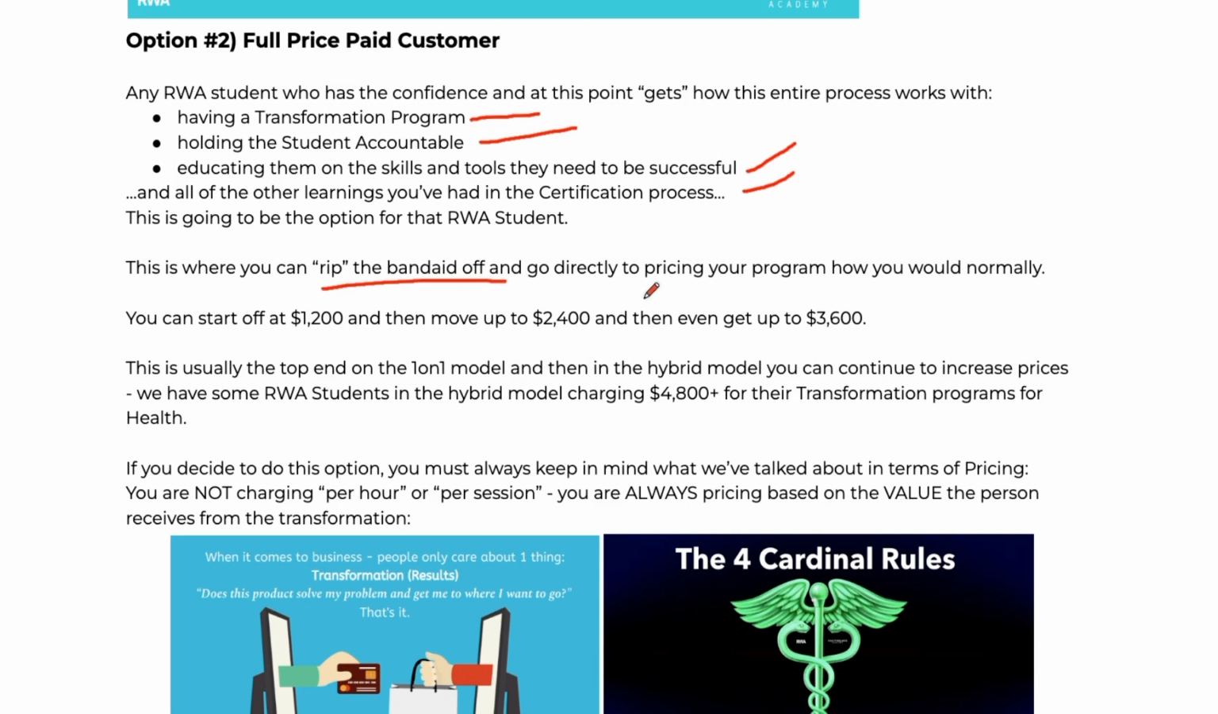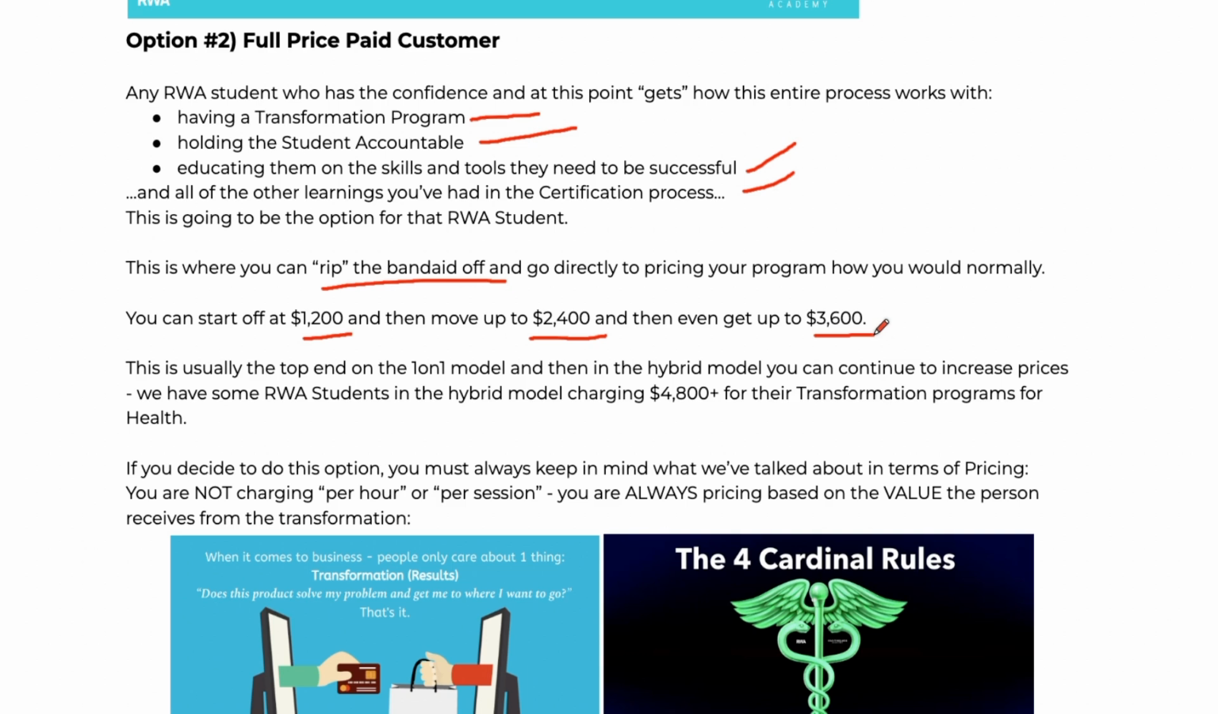You can start off at $1,200. You can then move up to $2,400. You can even get up to $3,600, depending on where your conviction and your belief is, because a lot of the pricing aspect of things has to do with your belief and your conviction. If you can't even say $3,600 without stuttering, without getting sweaty, then it's going to be difficult for you to price at that, especially when you're getting started.